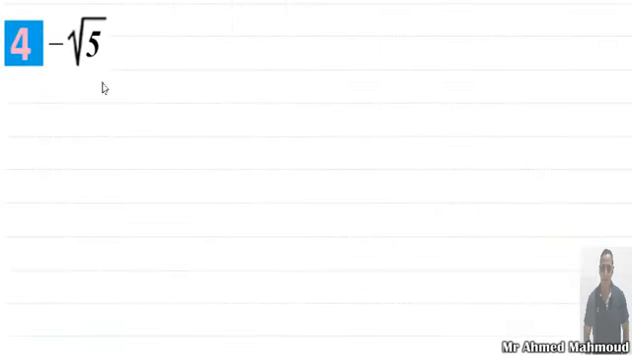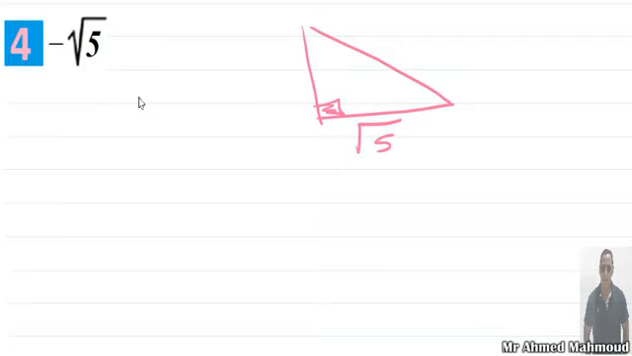Now I need to represent negative root 5 on the number line. First, if I have root 5, I will draw a right angled triangle like this. Its base equals root 5, its hypotenuse equals (5 plus 1) over 2, which equals 3, and its height equals (5 minus 1) over 2, which equals 2. Now I need to draw a triangle whose height equals 2 and whose hypotenuse equals 3.